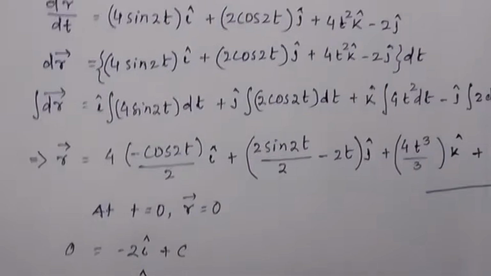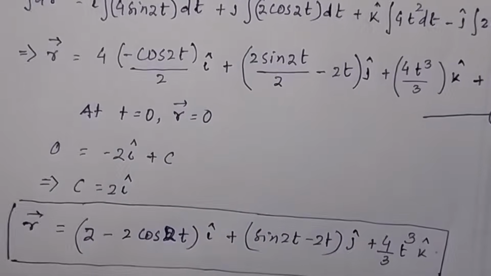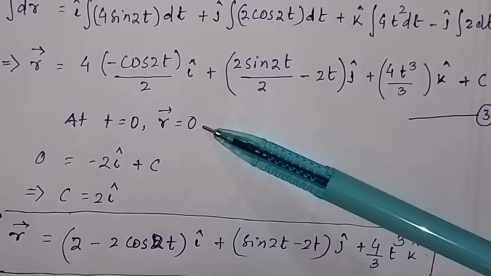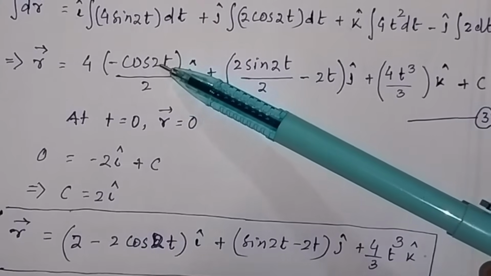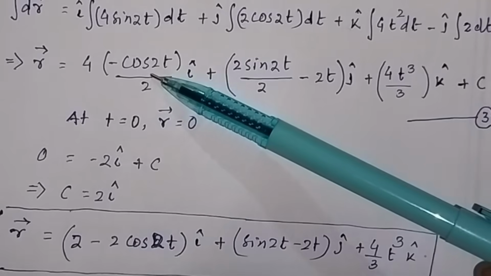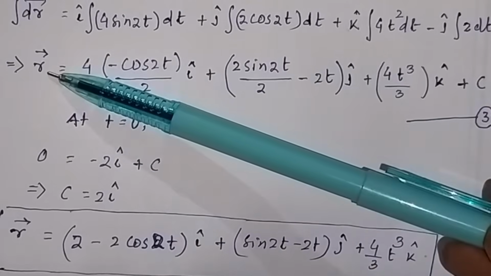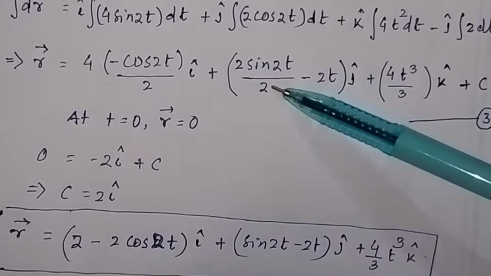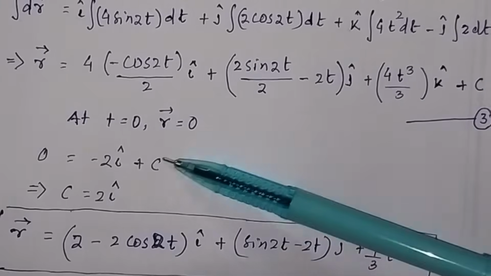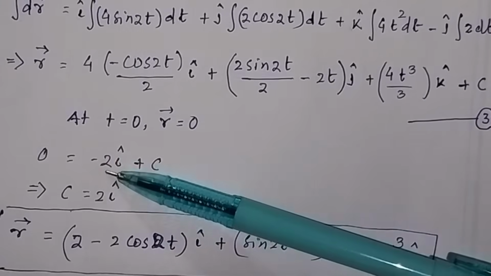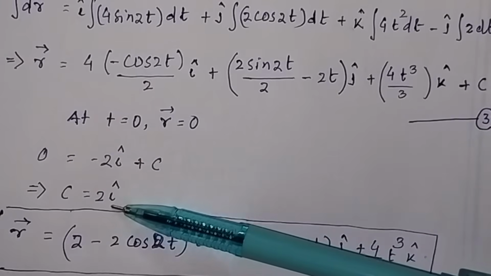And the given boundary condition is just shown, given in the question. The boundary condition is at t equal to 0, r equal to 0. So if you put the value of t equal to 0, this will be cos 0. So you have minus 2 i cap here. From this you can get minus 2 i cap, but at t equal to 0, r equal to 0, left hand side equal to 0. But this term will be equal to 0 at t equal to 0. This term will also be equal to 0. So plus c. So c will be equal to 2 i cap, because 0 minus 2 i cap plus c equal to 0, so c will be equal to 2 i cap.